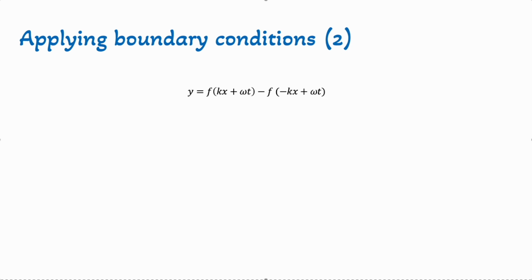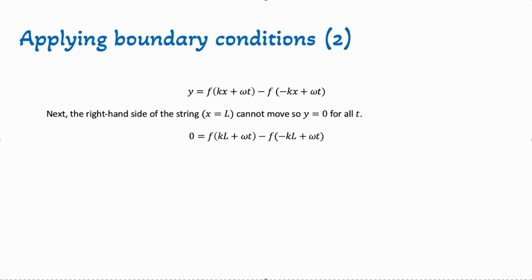So here it is. Now let's apply the boundary condition that the other end of the string is also fixed to the guitar there as well. So when x equals L, where L is the length of the string, then y is also equal 0 for all time. So substituting in that, I can replace my y with 0, and I can replace my x with L, so I get this. Okay, so far so good.